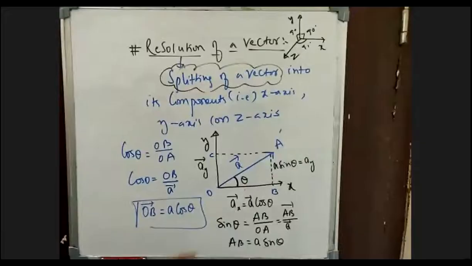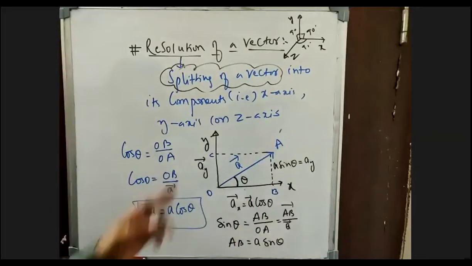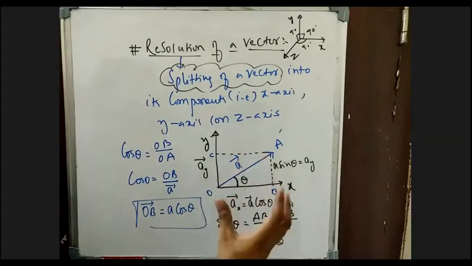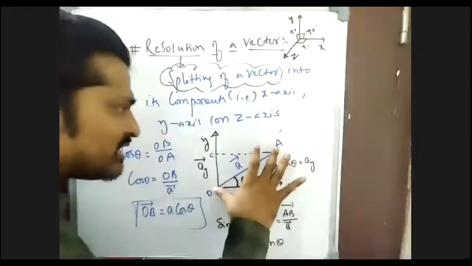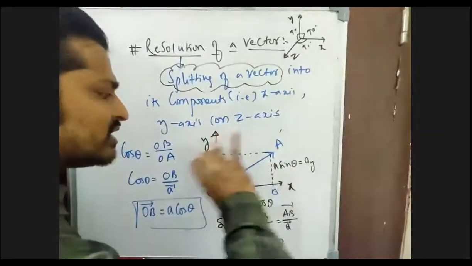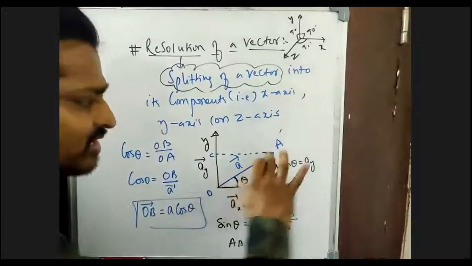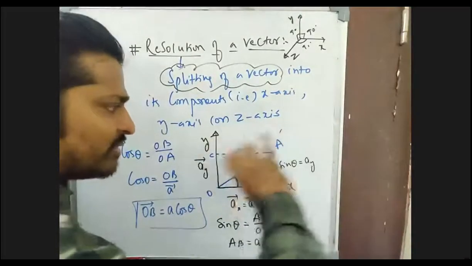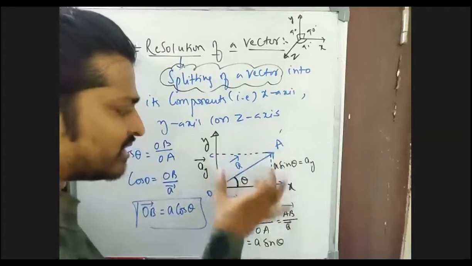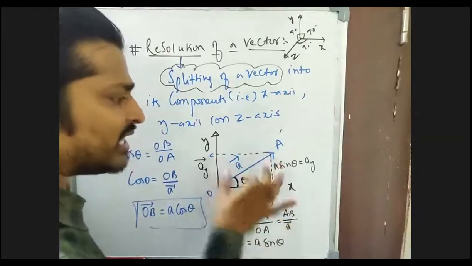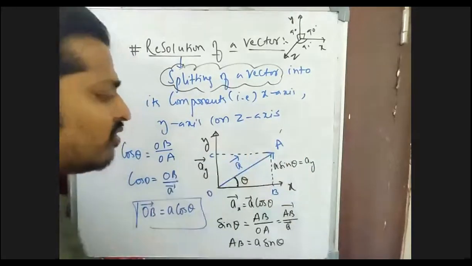Okay, so is the trigonometry clear for everyone, beta? I'm just applying the basic trigonometry of 10th class. This is your OA, this is your OB, this one is your OC. Now these two are parallel, so they will be the same. OA will be equal to CA, and AB will be equal to OC.